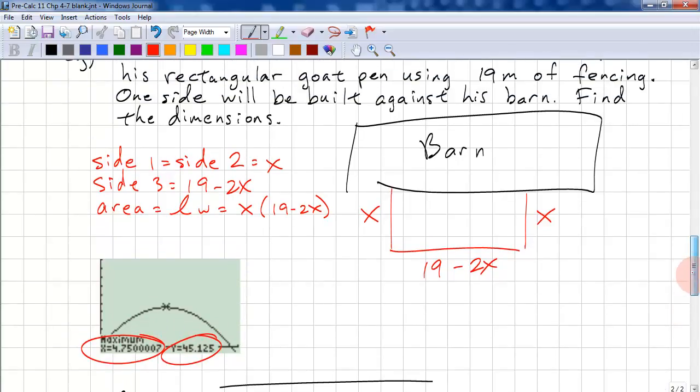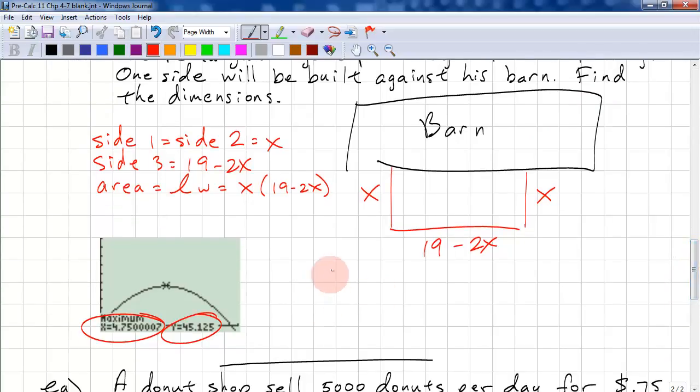Again, we need to go back to the question and look for what it's asking. It says find the dimensions. So side 1 equals side 2 equals 4.75. Okay, this gives us the area. It's not asking for the area, so we just concern ourselves with the dimensions.